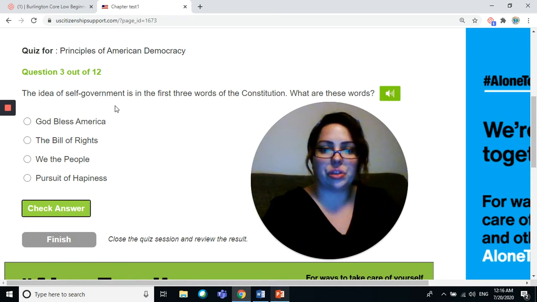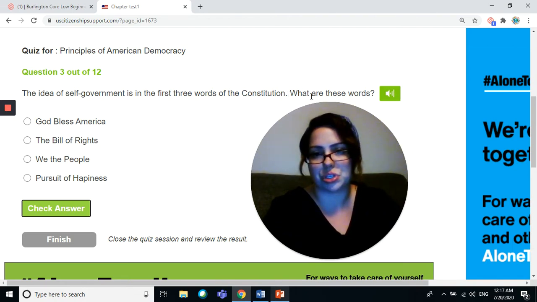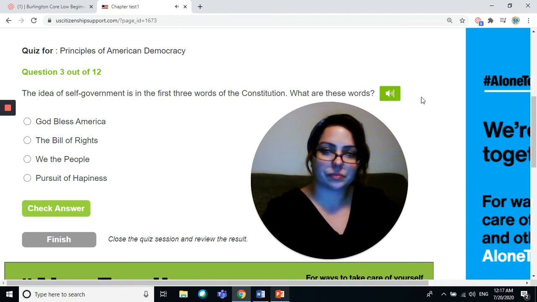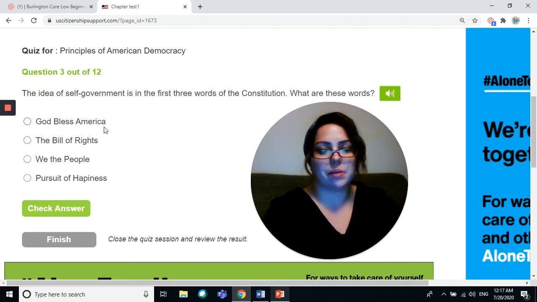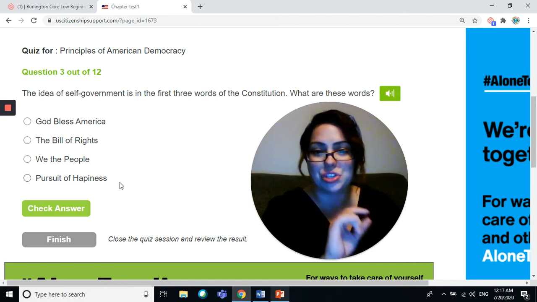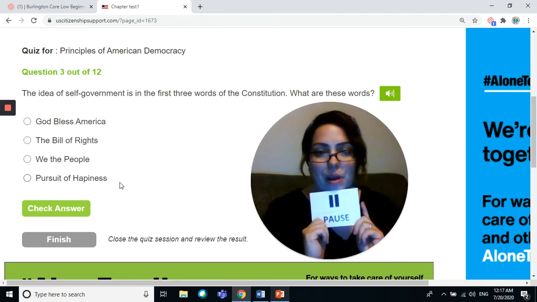All right, question 3. The idea of self-government is in the first 3 words of the Constitution. What are these words? Listen and repeat. God bless America. The Bill of Rights. We the people. Pursuit of happiness.